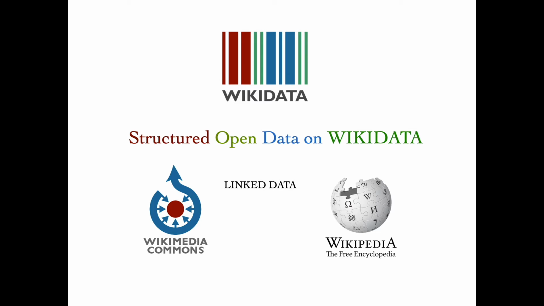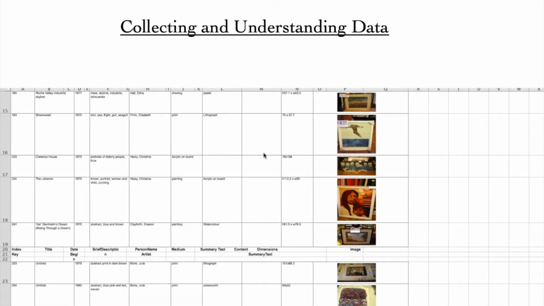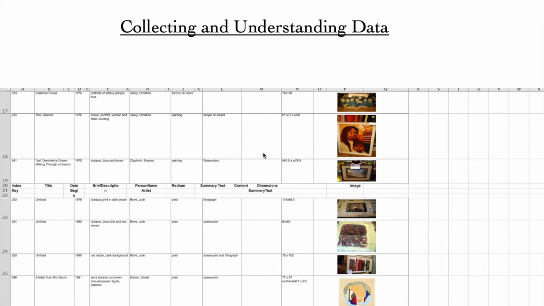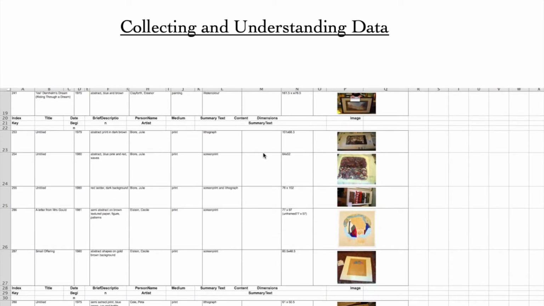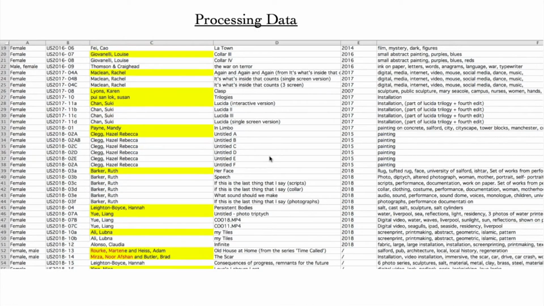For this project, I used these three Wikimedia services: Wikidata, Wikimedia Commons, and Wikipedia. I have been focusing on women artists in the University of Salford art collection. To understand the collection better, I started by analyzing data through lists of all the works of art in the collection. I then created an Excel spreadsheet to organize this data and enable further analysis.